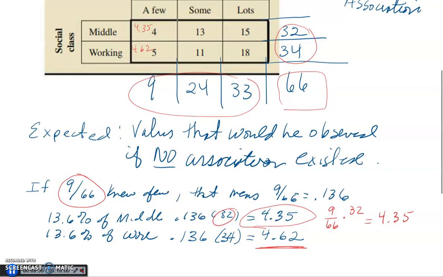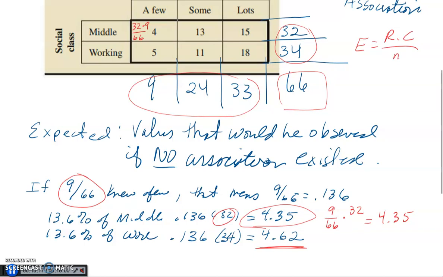So my recommendation is when you are finding these expected values, what you're going to do for each box in your contingency table. So to find a few for middle class, you do 32 times 9 divided by 66. The formula again: R times C over little n for your sample size.